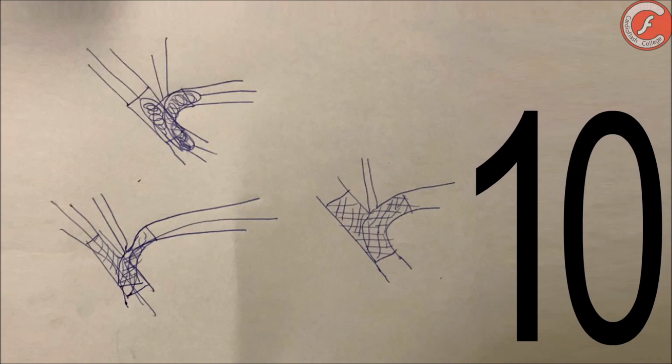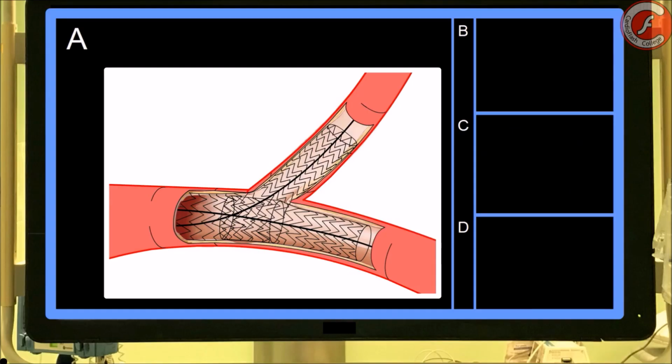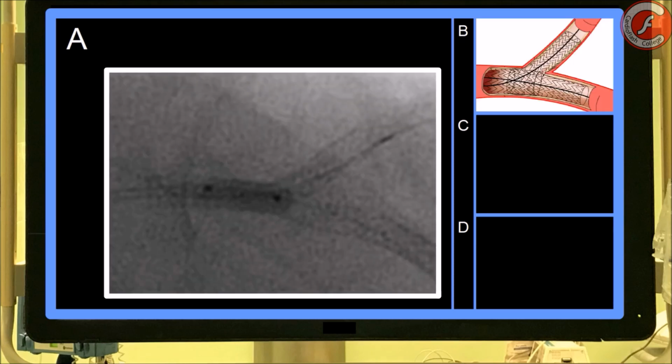Step 10. Finally, some authors recommend to make one last POT with the intention of correcting the possible deformation of the proximal segment of the stents after the kissing.